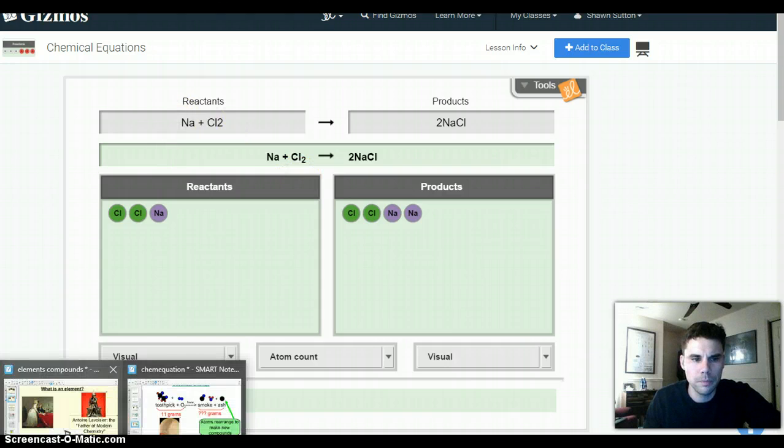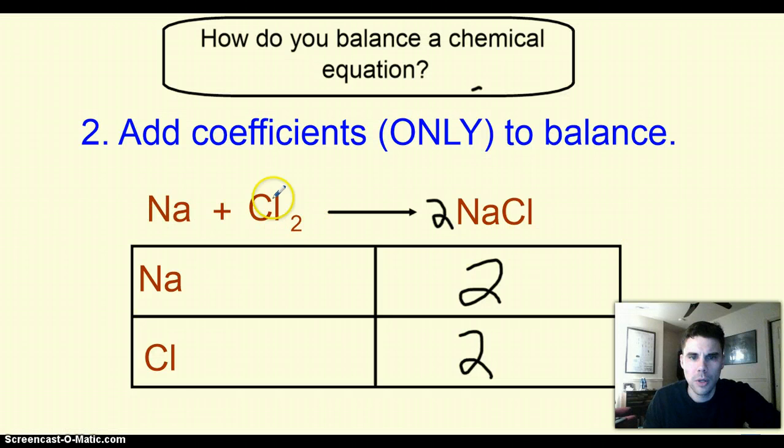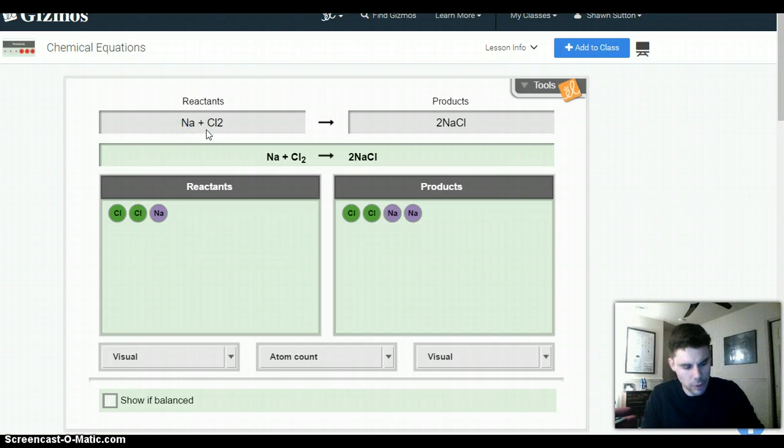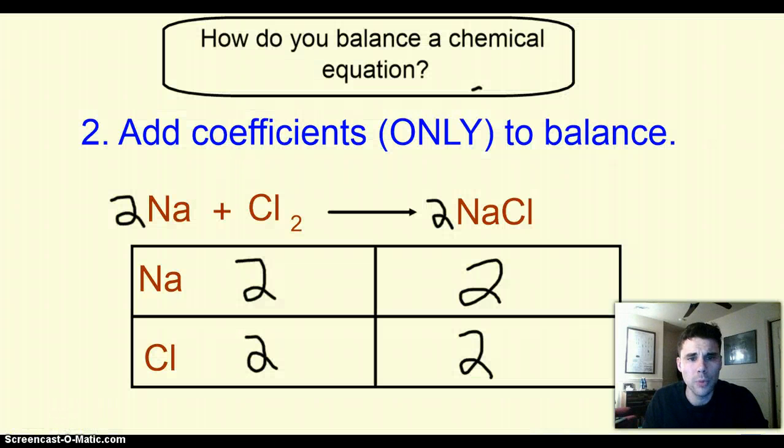What could you do? Remember, I can't alter my subscripts, but I can add coefficients. So a coefficient of 2 in front of the sodium means that I have 2 sodium atoms. I have 2 chlorine atoms. It appears to me that these are balanced. This is a balanced equation. Let's double check that. Here's a 2. Yes. So 2Na plus Cl2 yields 2 sodium chloride compounds, if you want to think of it like that. All right, pretty straightforward. It's important to stay organized with this table.